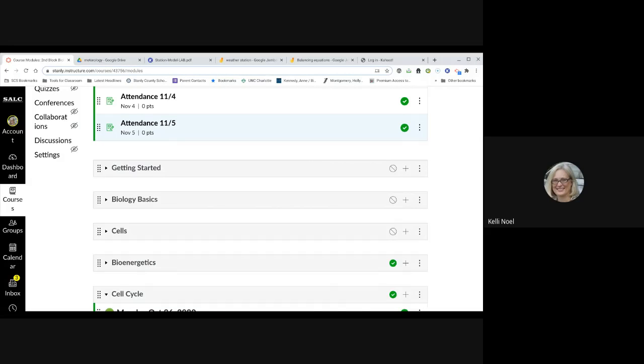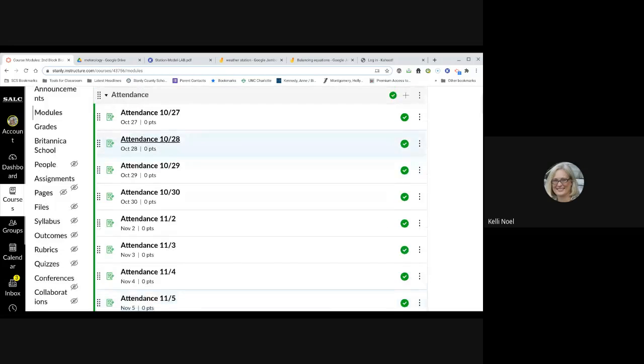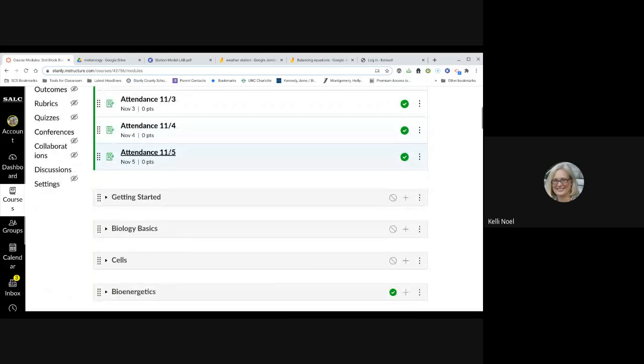Two modules, and look at the first module up here that says attendance. Click on 11.5.